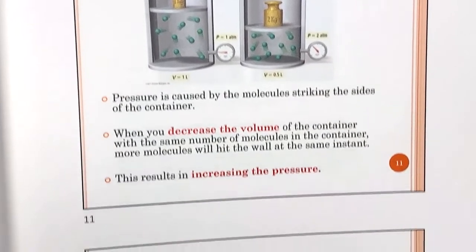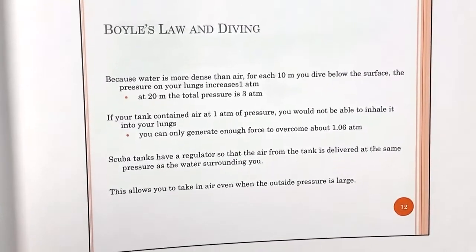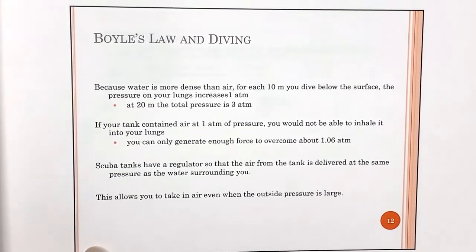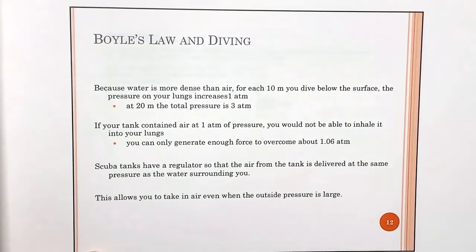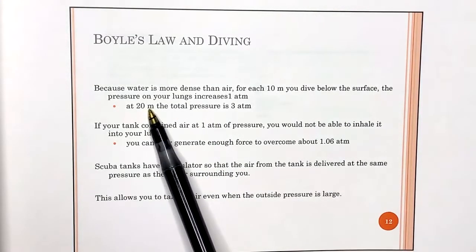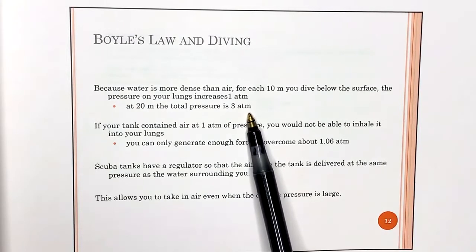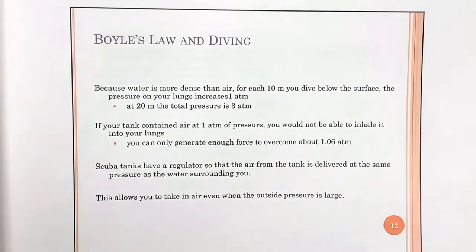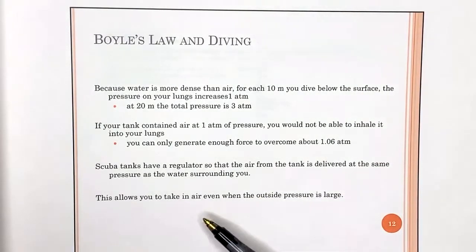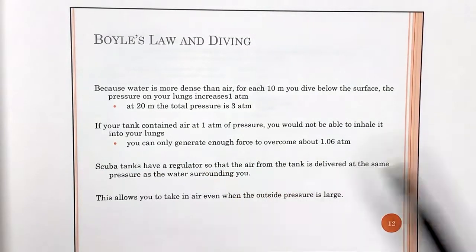So what's important and cool about Boyle's law comes to an application when you're diving. So when you're diving below the surface, the lower you go, the deeper you go, the pressure changes. It increases. It says here at 20 meters, the total pressure is 3 atm. That's crazy, right? So it increases a lot every time you go deeper and deeper. That's why when you dive, you need to use your tanks and a regulator so it can deliver the air at the same pressure as your surroundings.